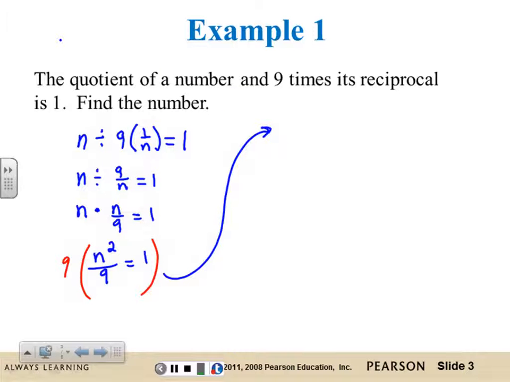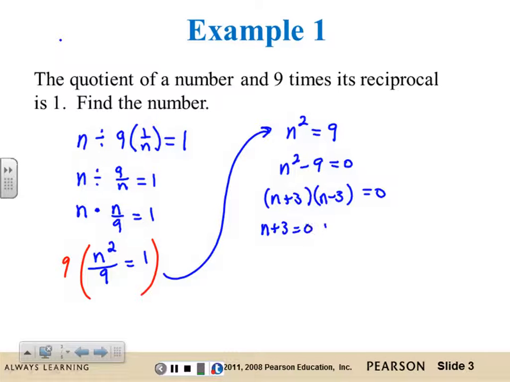Coming up here, the 9s are going to cancel out, so I'm going to have n squared is equal to 9. And then I have a quadratic, which means I have to get it set equal to 0, so I'm going to subtract 9 from both sides. And then I'm going to factor. So I have n plus 3 and n minus 3. Set each one of these equal to 0, and you're going to have n is equal to negative 3 and n is equal to 3.